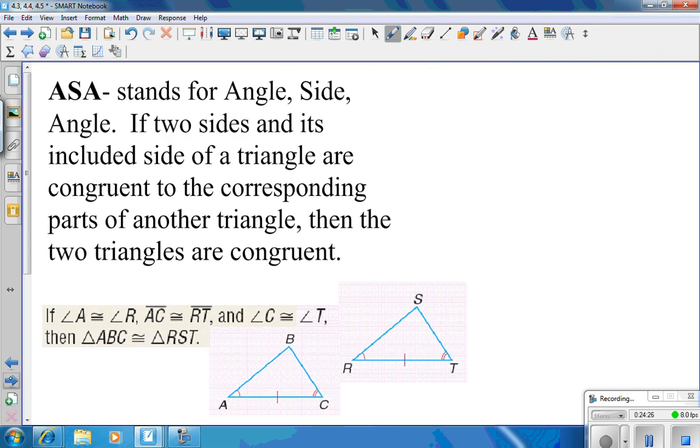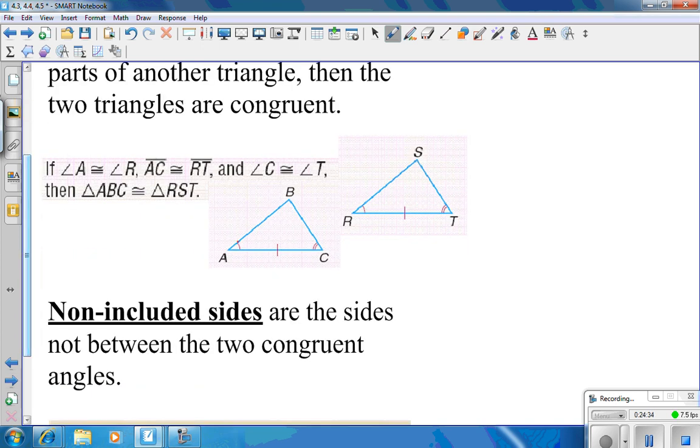All right, so angle, side, angle, your included side. Meaning this, you've got an angle. You've got the side that connects the next angle. Okay? They have to match. Now, these can be rotated around, but that's what you've got to have. Angle, side, angle.